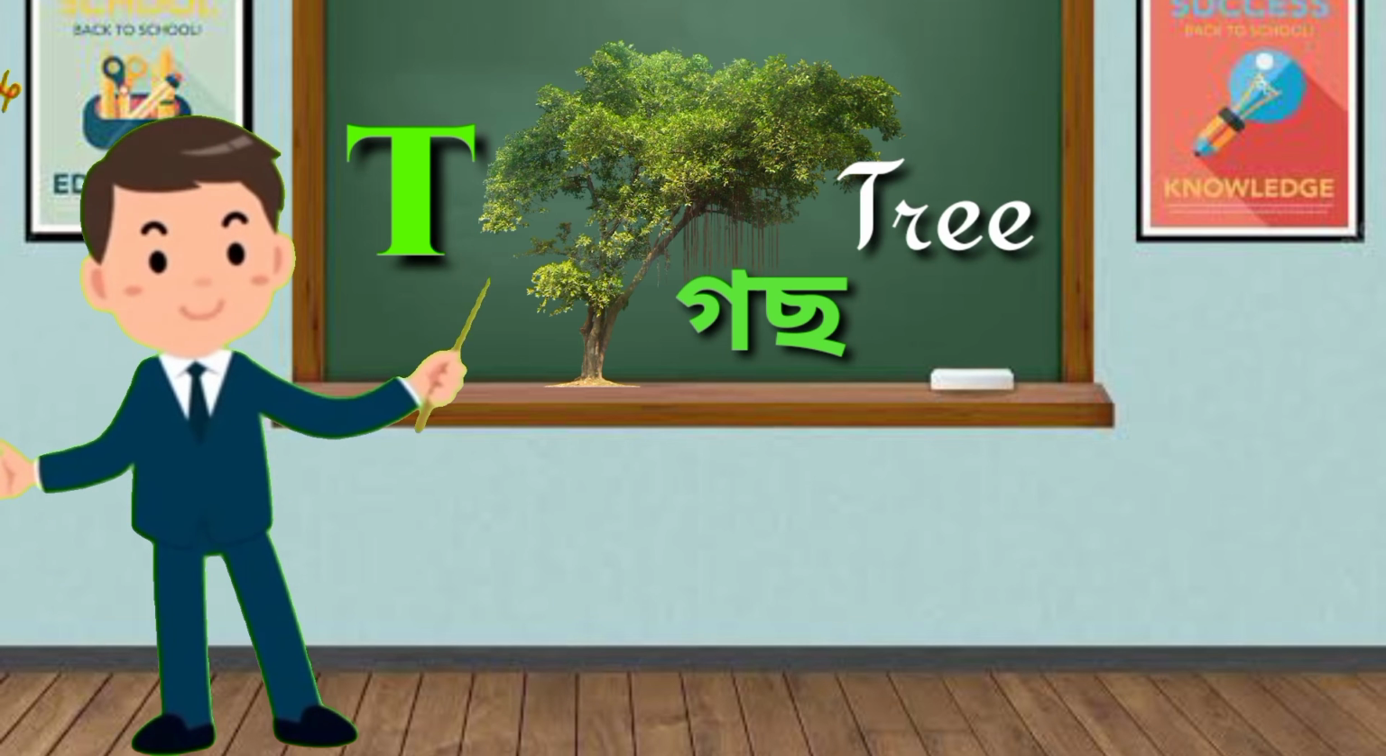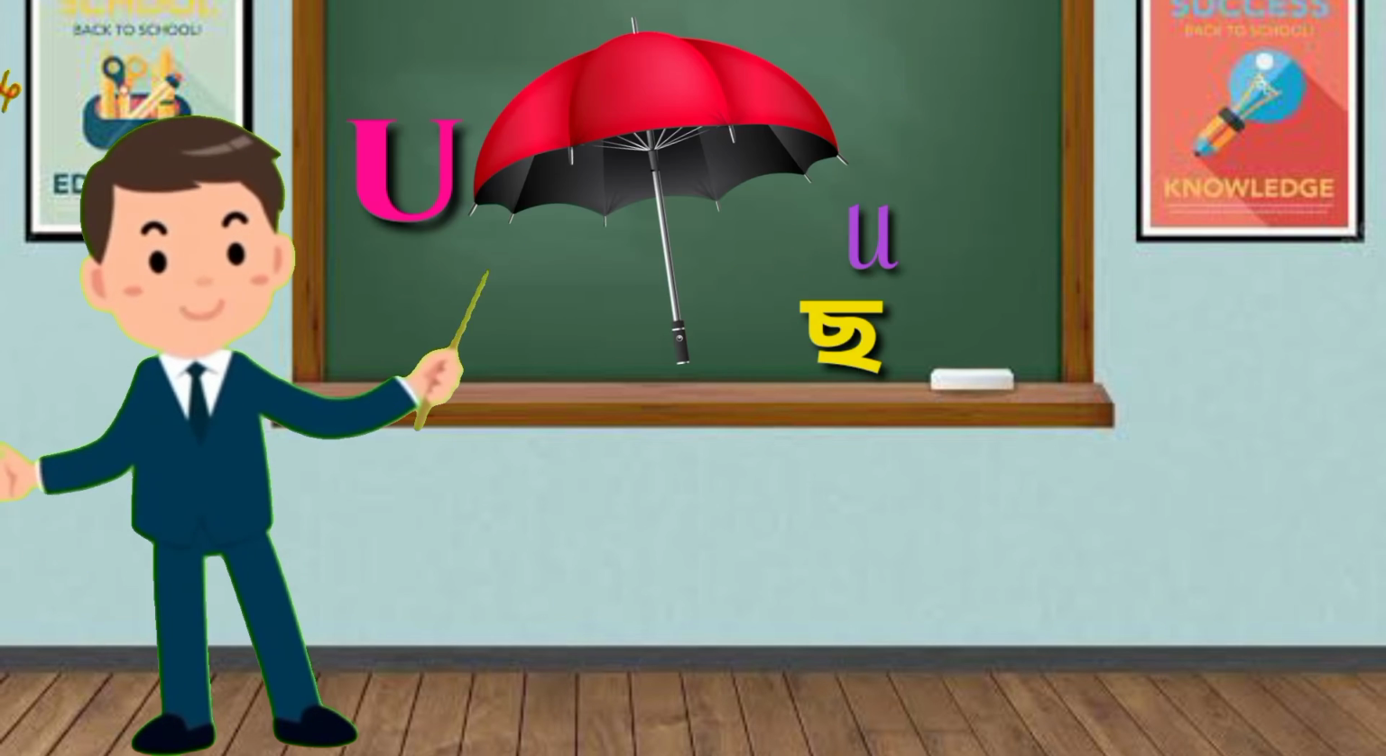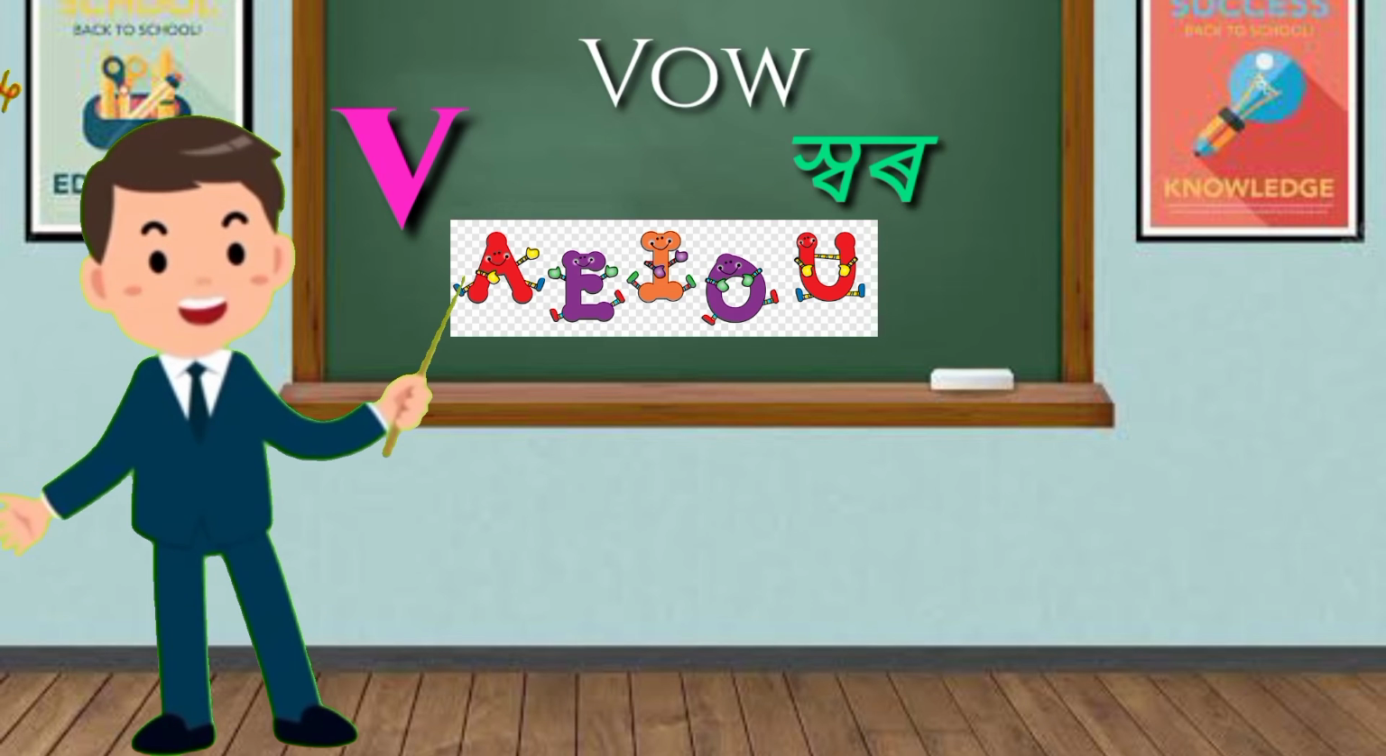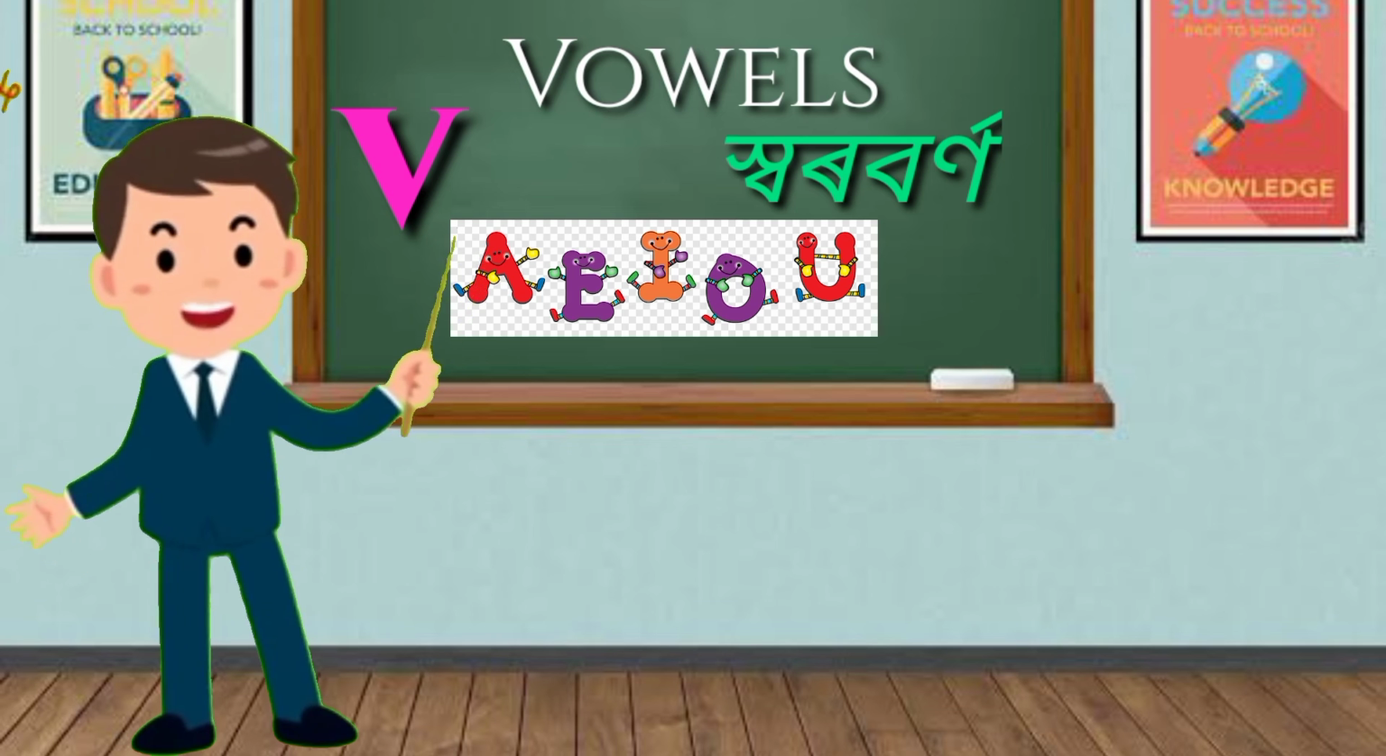T is for tree. Tree মানে গছ. U is for umbrella. Umbrella মানে ছাতি. V is for vowel. Vowel মানে স্বরবর্ণ.